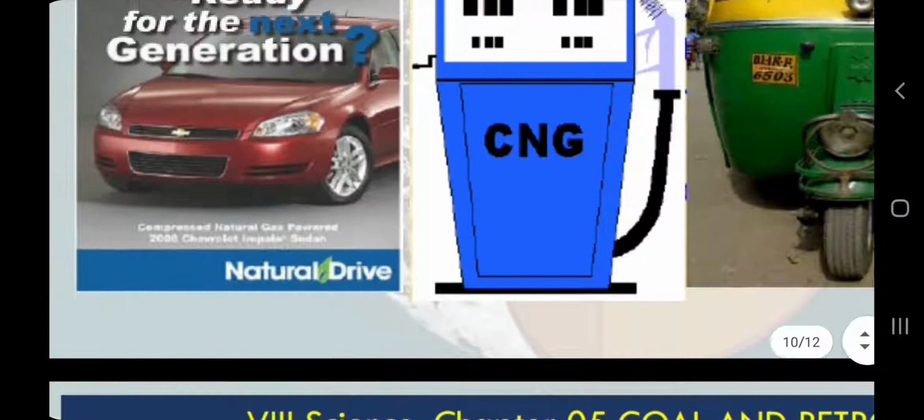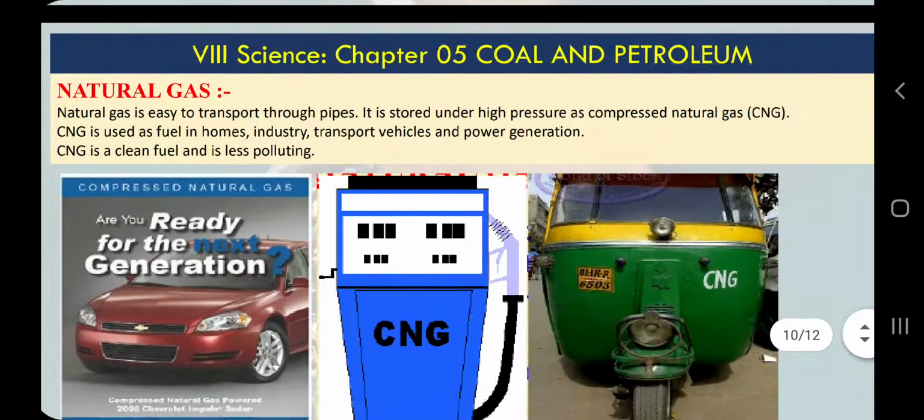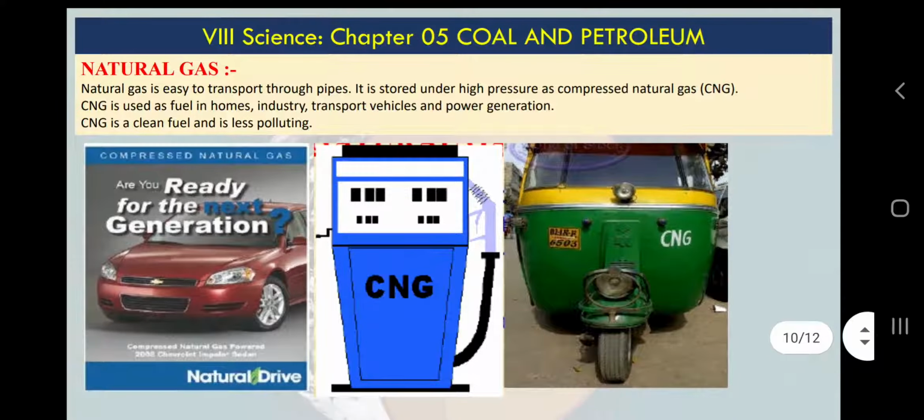actual conditions. It is a very small chapter with very little information, but very crucial, very important in our day-to-day life also, and from our examination point of view also. So it will be a short video, less than half an hour.